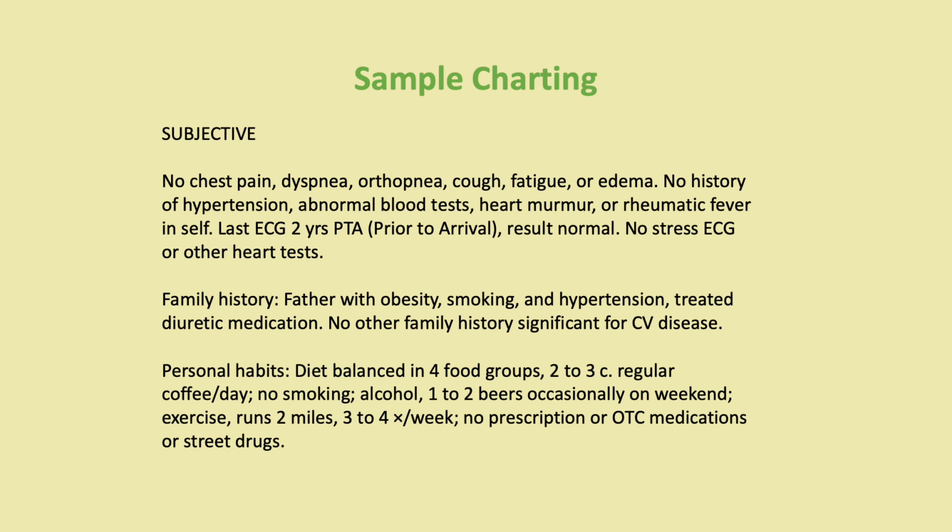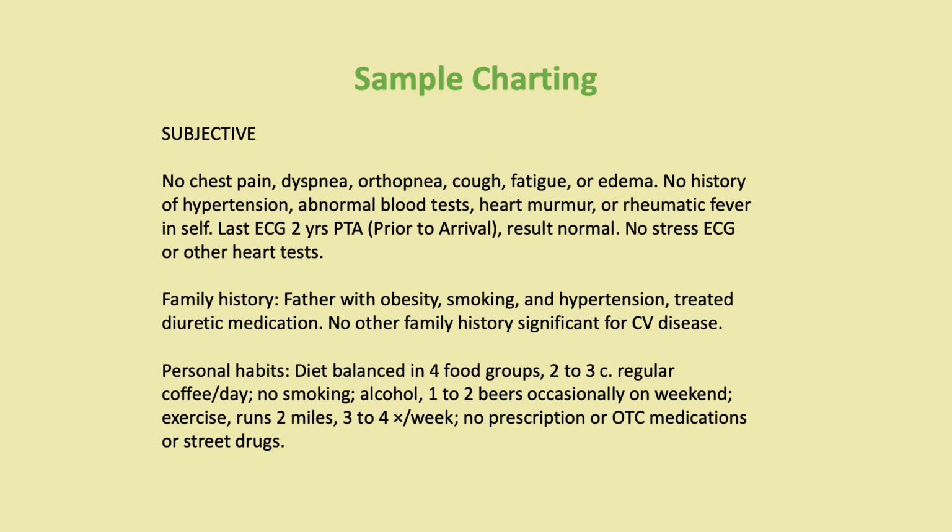This patient does have a family history of obesity, smoking, and hypertension, and was treated with diuretic medication. So this means that dad actually has the history here. Dad had to have medications to help remove the extra fluid from his body. So that's what a diuretic is. So he is a very high risk. This patient here is a very high risk of cardiovascular disease because it runs in his family. Other than his family, though, there are no other significant reports.